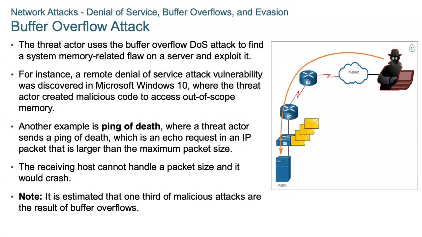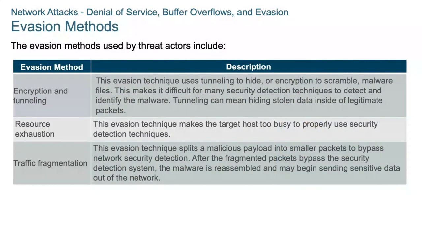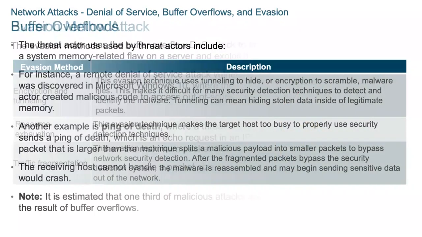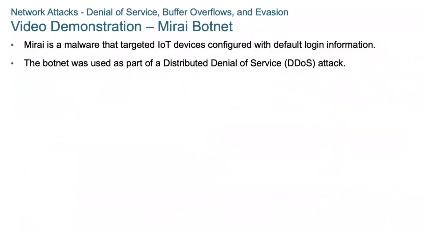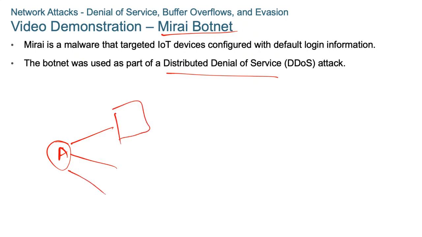In this demonstration, I'm going to launch a distributed denial of service or DDoS attack against a web server. I'm going to do it using the Mirai botnet. The Mirai botnet was a DDoS attack that targeted Internet of Things devices, devices that had IP addresses on the internet that were not traditional computers or servers. They were things like web cameras or printers or routers, any type of device that had an IP address that used a default username and password like admin.